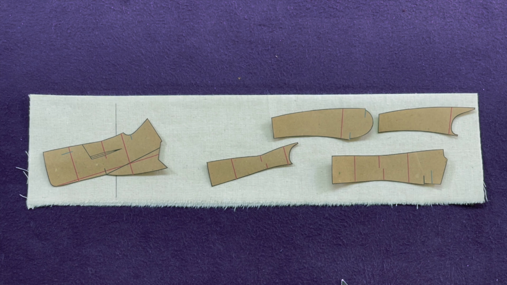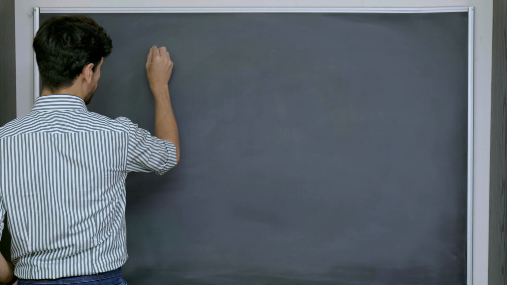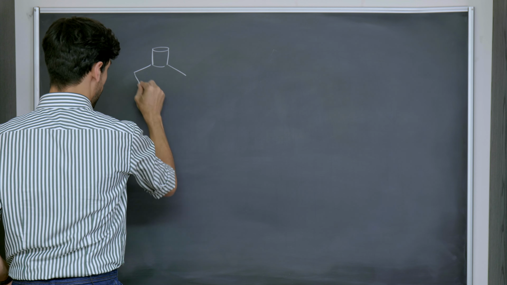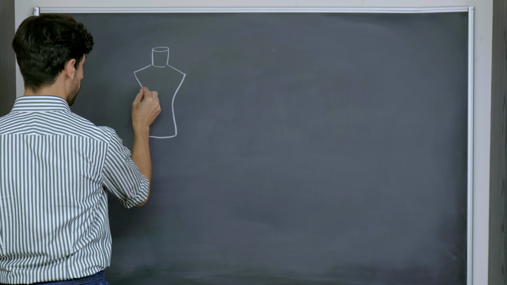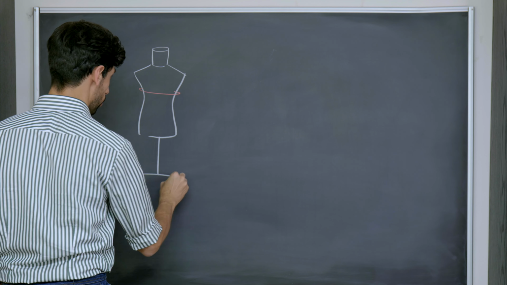And let me just draw on the board for you what that could look like. If we go back to our lesson on construction lines, we will remember our mannequin, and our mannequin had a red horizontal line wrapped around its chest. And this horizontal line was parallel to the floor.